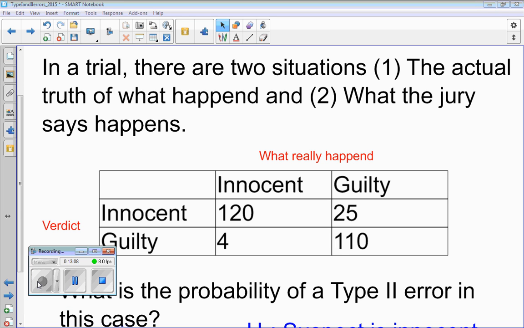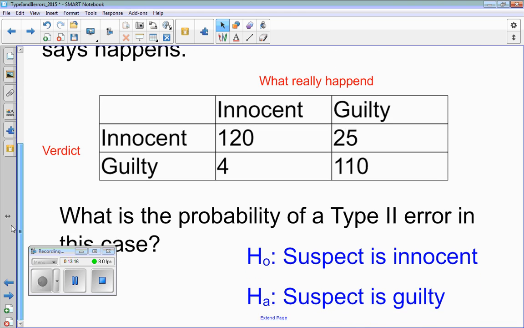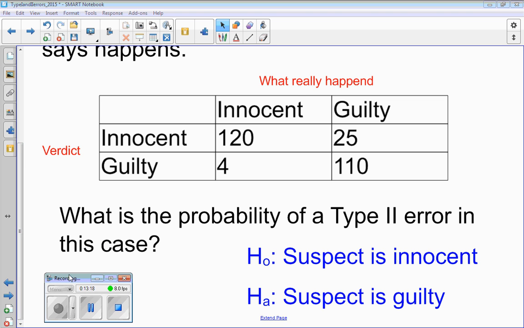Right, so we okay with the scenario? Okay, what I've created here, they're either innocent or guilty, and then we decide that they're innocent or guilty. All right. So what is the probability of a type 2 error in this situation? Now, we have to have a null and alternative hypothesis, really, don't we? Because we're rejecting a false null and rejecting a true null and that kind of stuff. So I created a null and alternative. The suspect is innocent or the suspect is guilty.